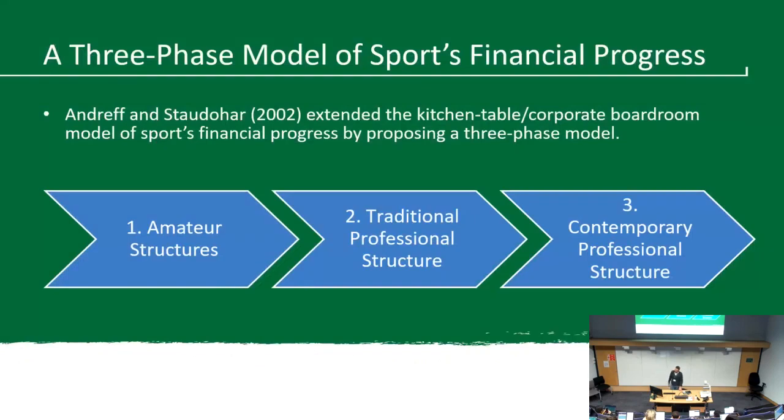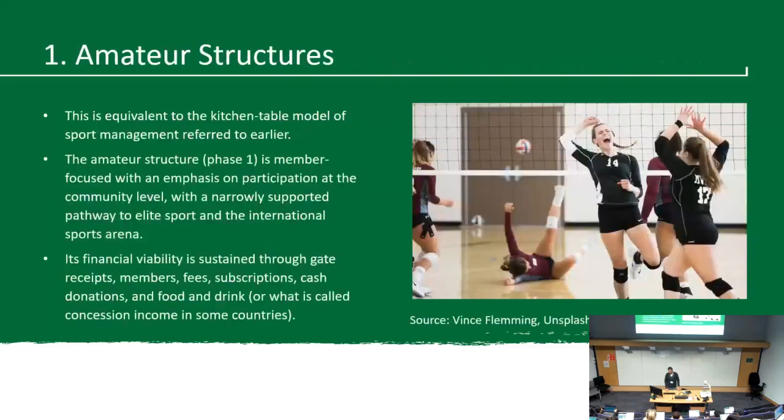And we can put that into a three-phase model for sports financial progress. Andreff and Staudohar have extended this kitchen table and corporate boardroom model of sports finance by proposing a three-phase model: amateur structures, traditional professional structures, and contemporary professional structures. Amateur structures are equivalent to the kitchen table we looked at at the start. Member focused, with emphasis on participation at community level with a narrowly supported pathway to elite sports.